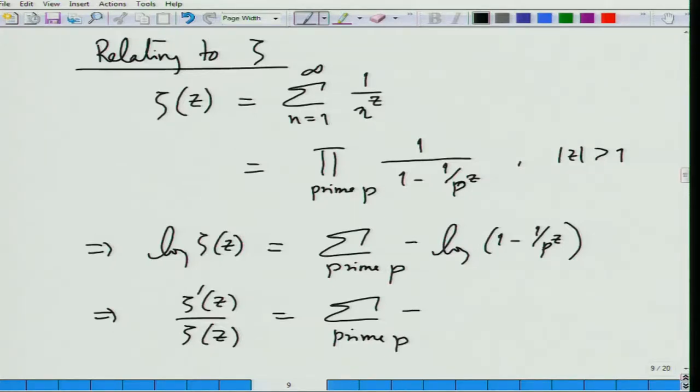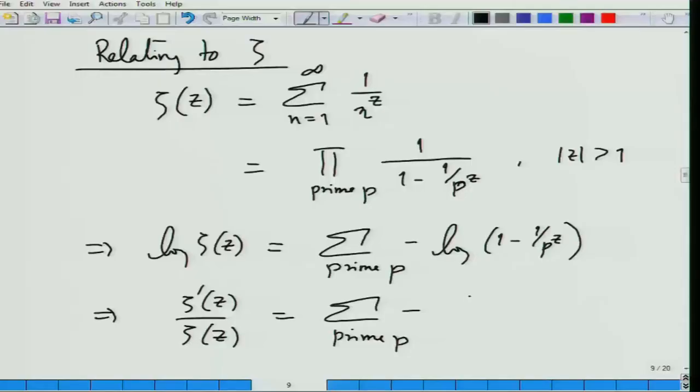Differentiate this side, what do you get? What is the derivative of this? 1 minus 1 over p to the z. Well, 1 of course goes away, then there is a minus here, and then differentiating 1 over p to the z, that is e to the minus z log p. You differentiate that, you get minus log p out. So, minus log p, and the rest stays the same, p to the minus z divided by 1 minus 1 by p to the z.